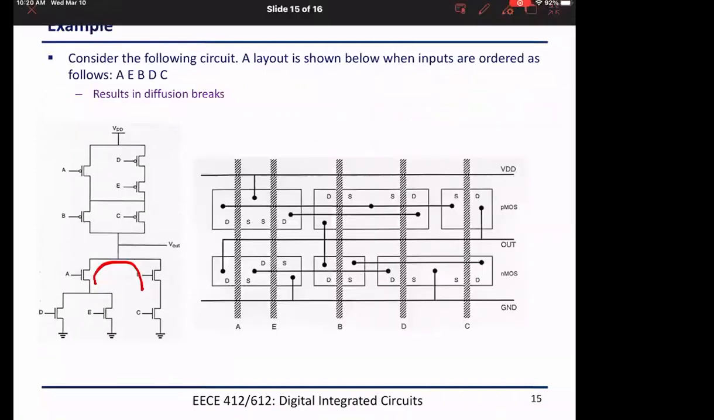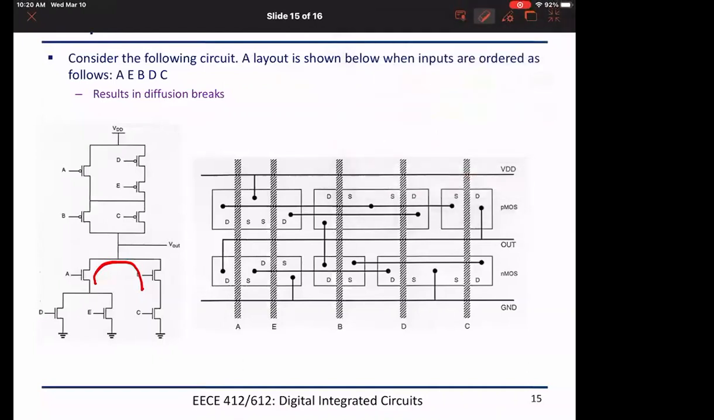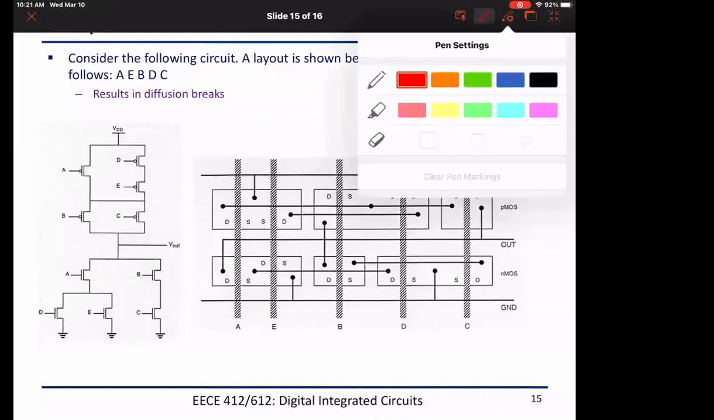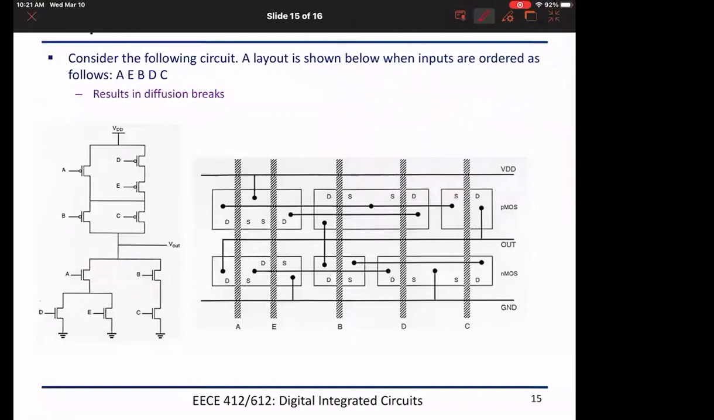Here he is telling me AE, and then B, and then DC. So how many strips do I have in the NMOS? 3. It's clear: AE, B, and then DC. And then in the PMOS he gave me AE, so I can make it like this. So this is 2. And then B is alone.